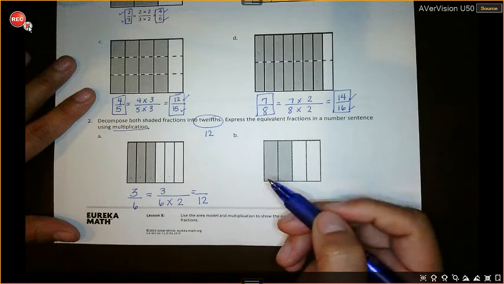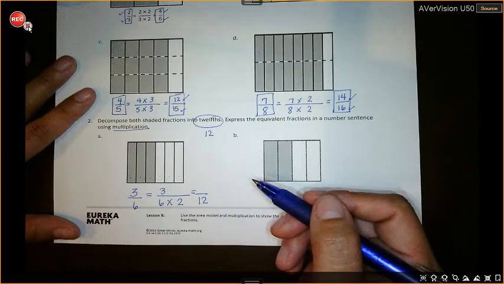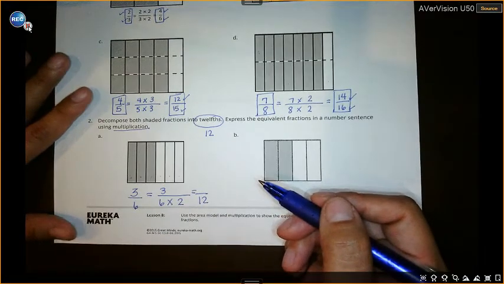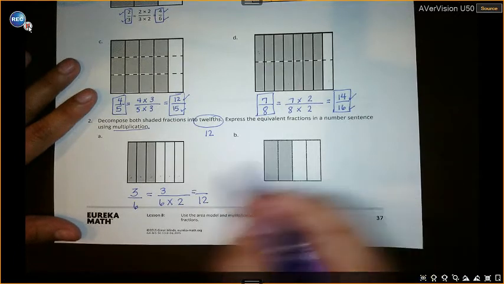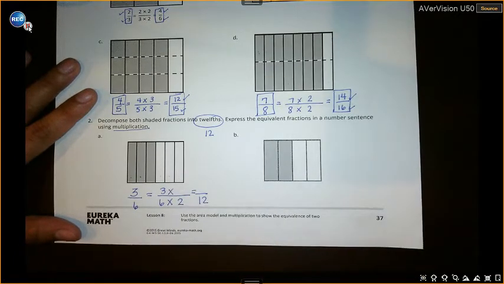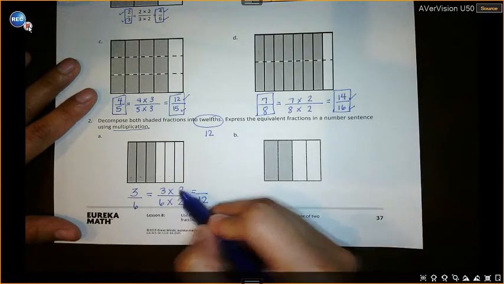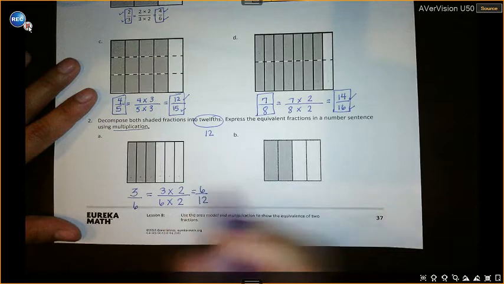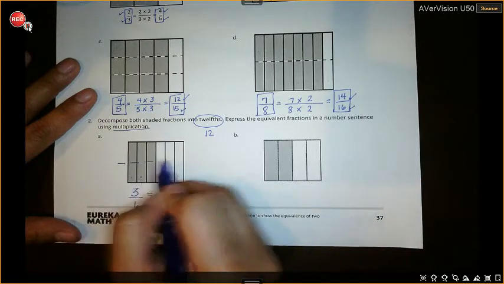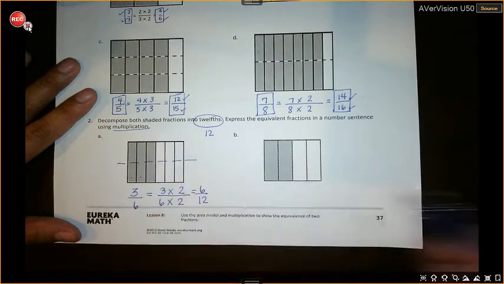So remember earlier when I said that the numerator and the denominator needed to be multiplied by the same number? Okay, what are we going to do with the 3? That's right, we're going to multiply it by 2. So what's 3 times 2? 6. So I'm going to draw a horizontal dotted line because I doubled the parts.